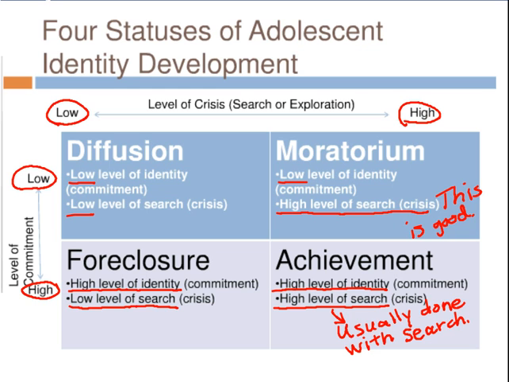The 4 different statuses here, he has them listed in categories of low to high. The diffusion is the low part where there's not much search going on, low identity, and then the highest one is achievement, when people have searched and they've found what they want to do and they've made that decision. The other ones, moratorium and foreclosure, are kind of a mix, and we'll be talking about them in detail in the next slides.